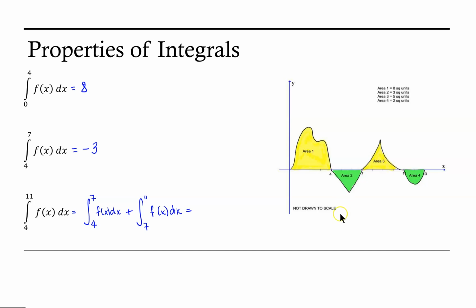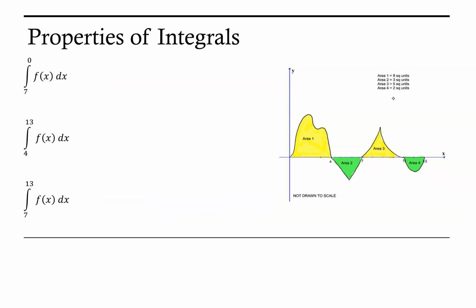Now on the interval from 4 to 7, as we noted, this area lies entirely beneath the x-axis. So this area will be assigned a negative value. So this will be negative 3 plus, and then from 7 to 11, that's area 3, and we can see that that is 5 square units. So this will be assigned a value of 5. And negative 3 plus 5 is 2. So the value of the integral from 4 to 11 is equal to 2.